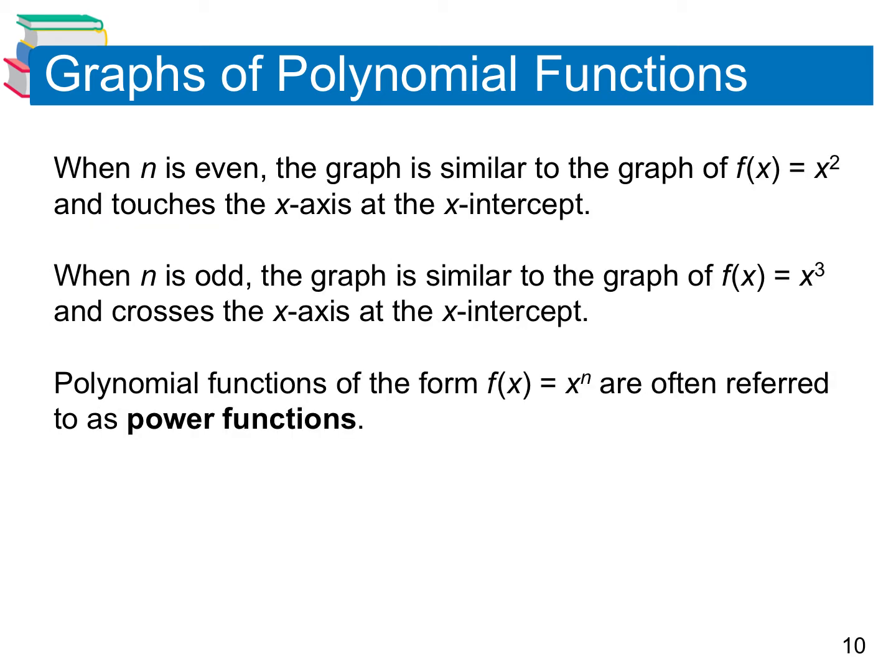So when n is even, this would be for x to the fourth, x to the sixth, any even number exponent that you have. When your exponent's even, the graph is similar to the graph of our f of x is equal to x squared, our parabola, and touches the x-axis at the x-intercept. So our graph is similar to a parabola shape.